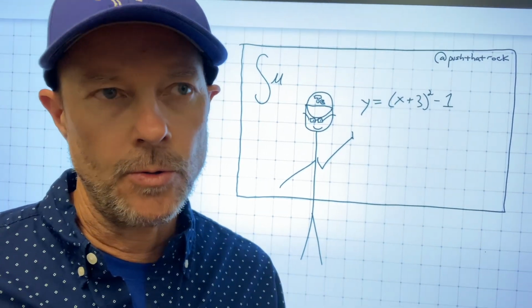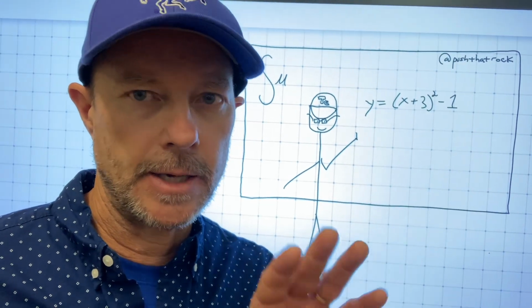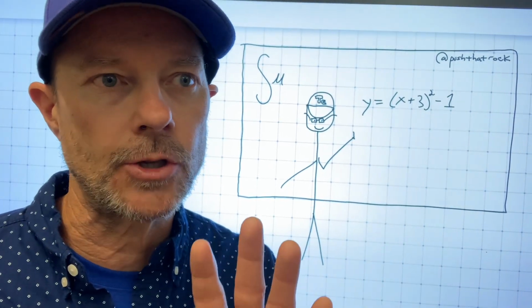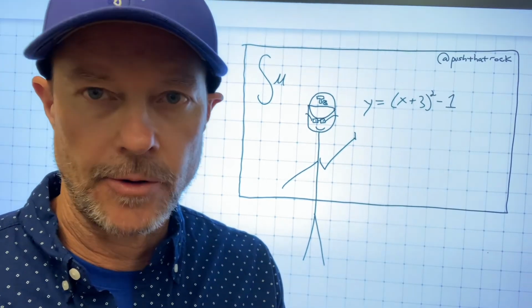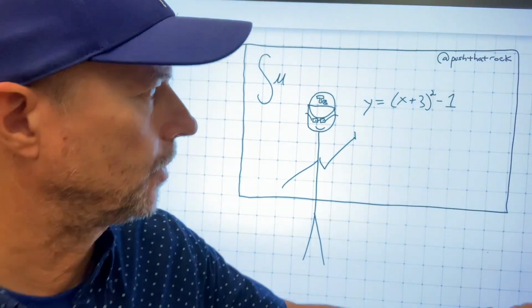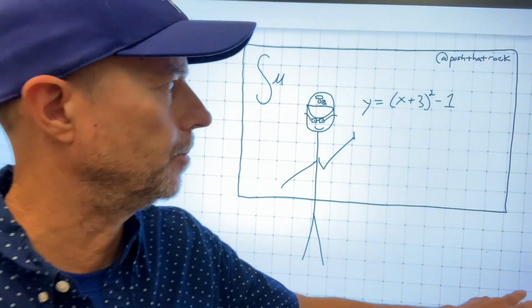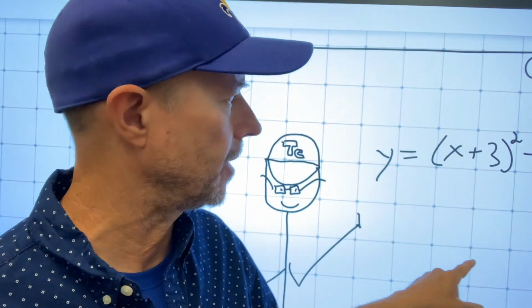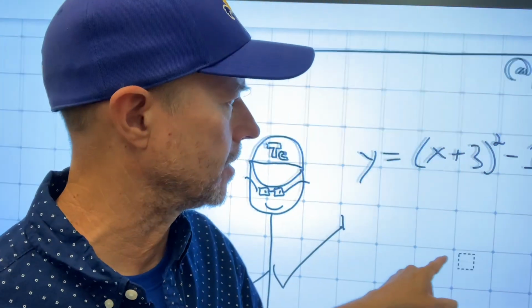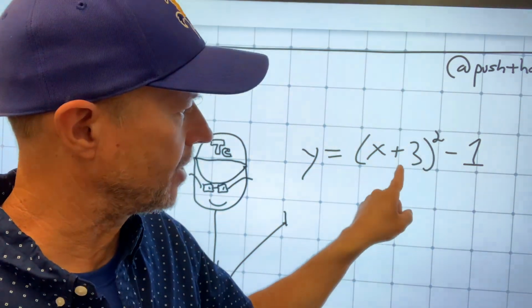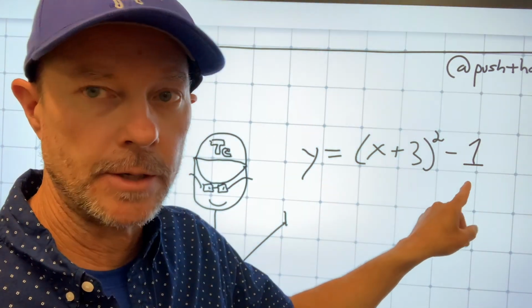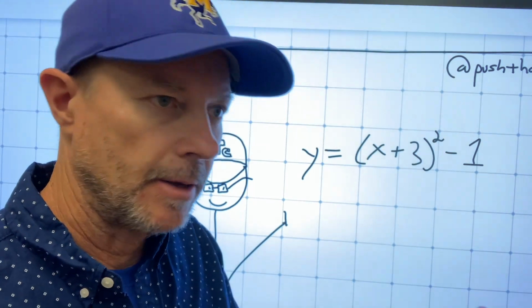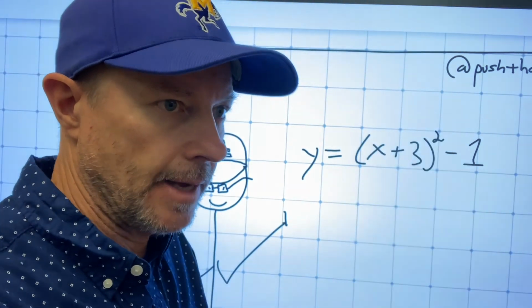Let's use our ability to recognize translations to graph a quadratic function in standard form. By translations, what I mean is, if I have what's clearly going to be a quadratic because of the square here, that's a 2, then I know that this is a parabola, but it's been shifted to the left 3 and down 1. So I just take the parent parabola, move left 3 and down 1.